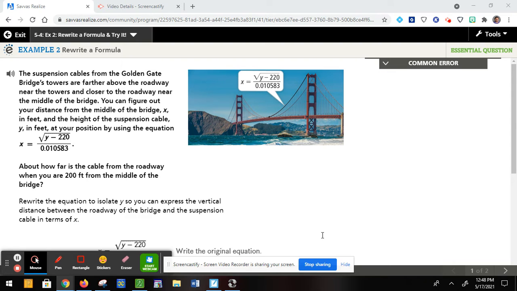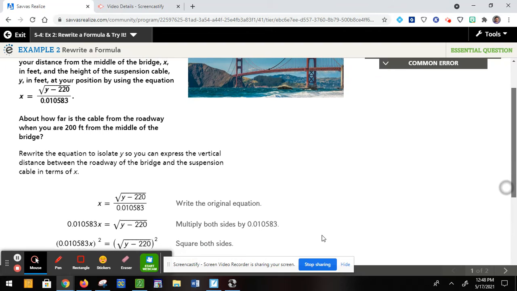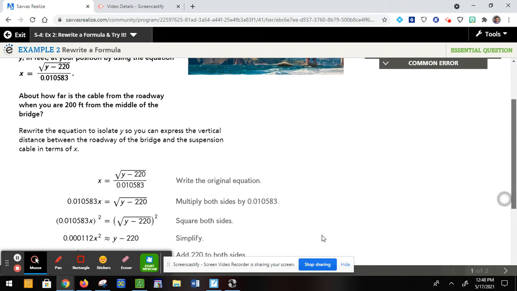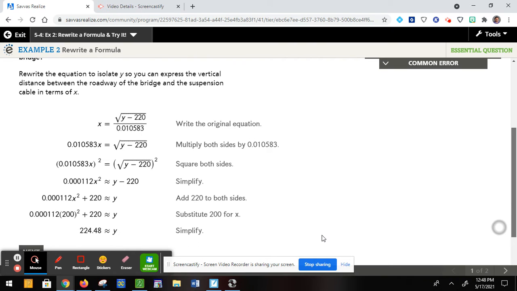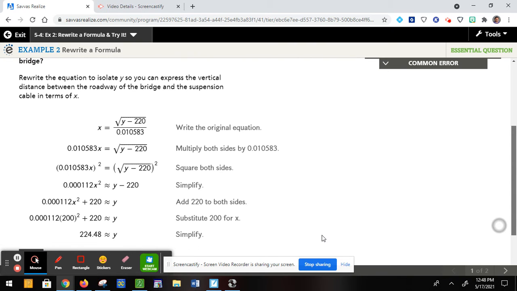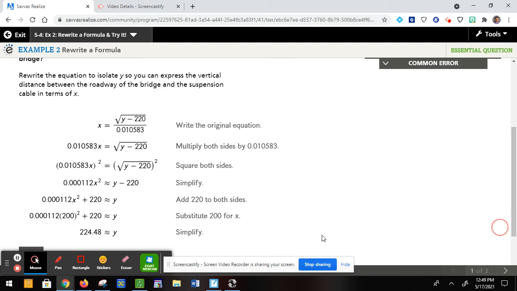So the question is asking how high is the cable when you're 200 feet from the middle of the bridge. So the first thing we're going to do is substitute that 200 in for x. No, actually not. They're going to solve for y first, which is fine.